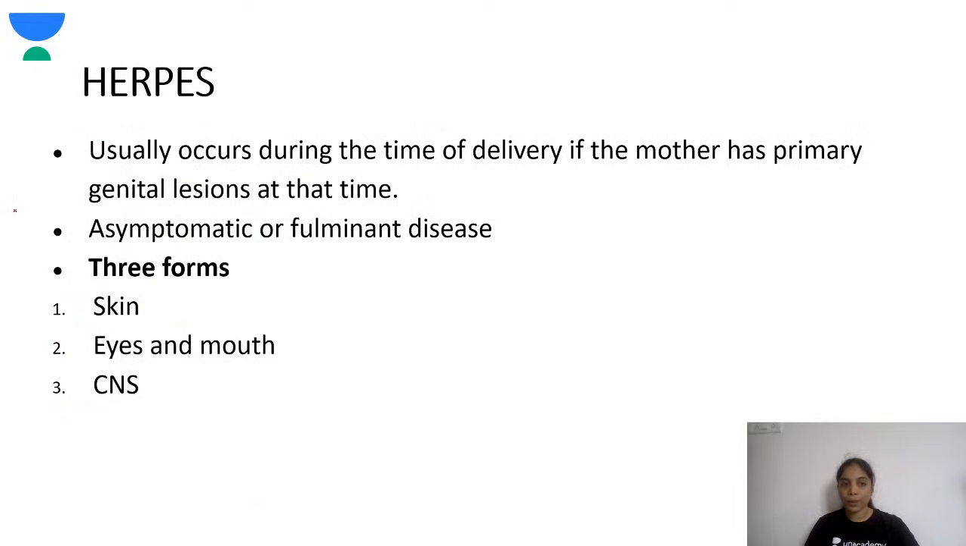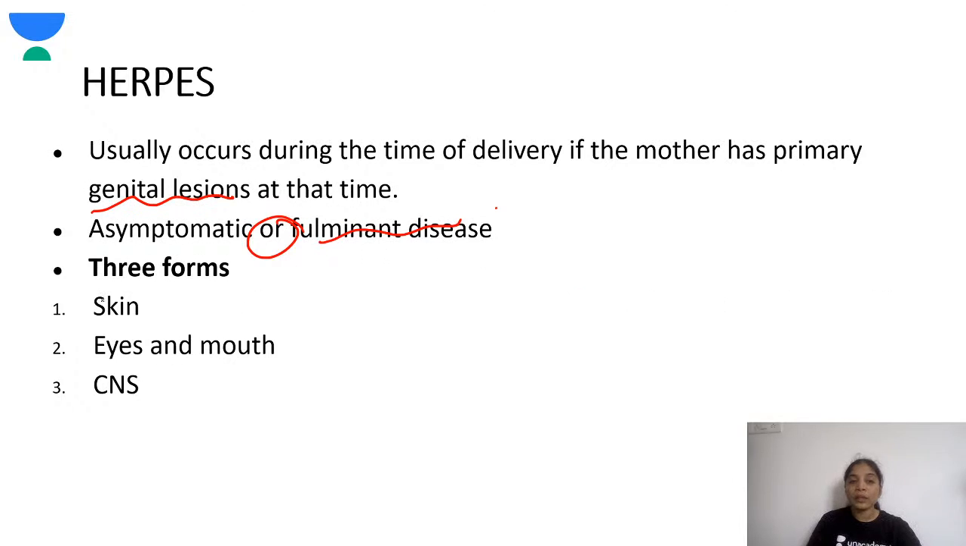Now coming to herpes. Usually this occurs during the time of delivery, if the mother has primary genital lesions. This can present either as an asymptomatic infection or as a fulminant infection. Remember, the mother should have a genital lesion at the time of delivery. That is how the herpes infection is transferred to the child.